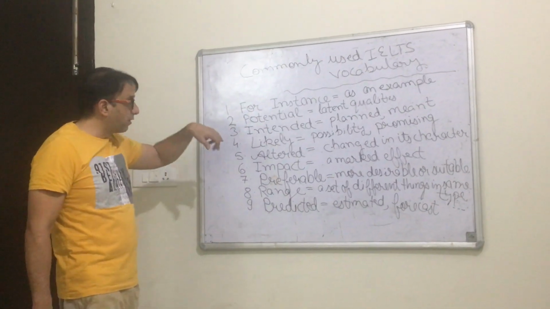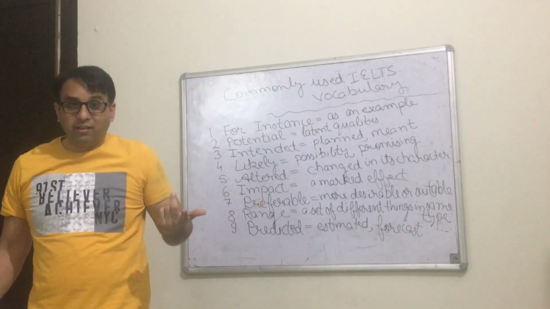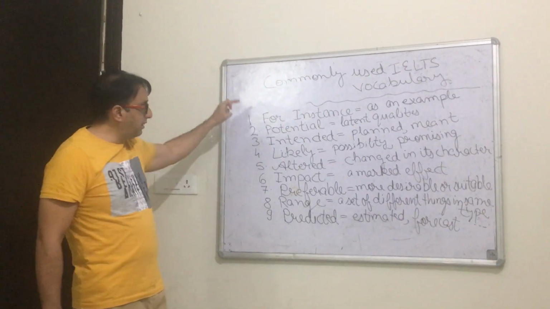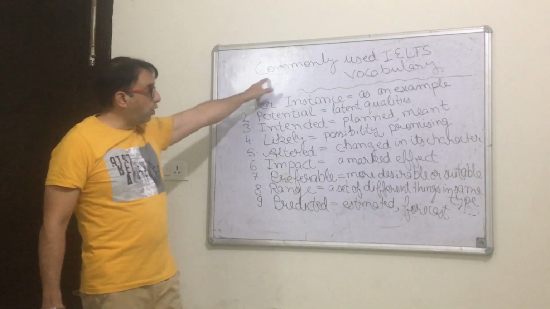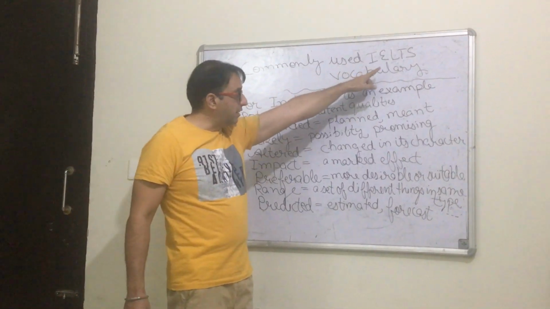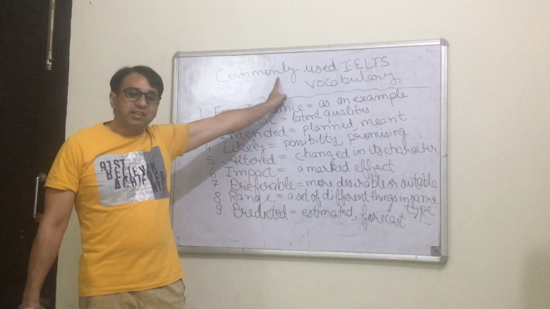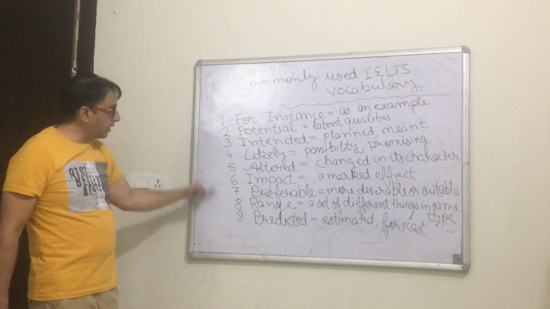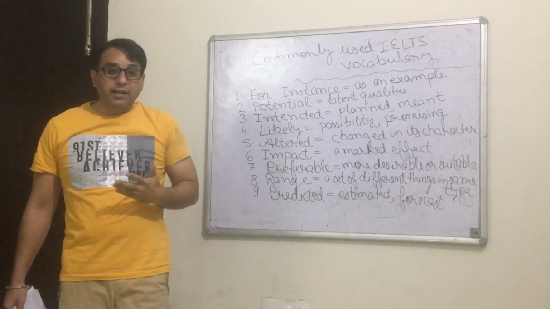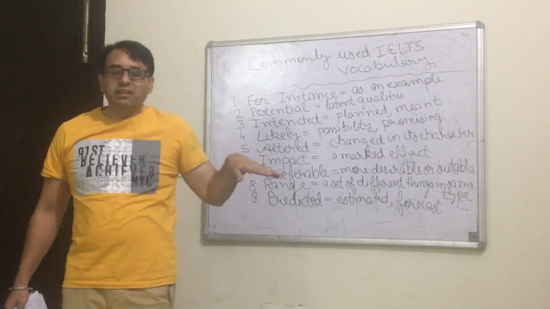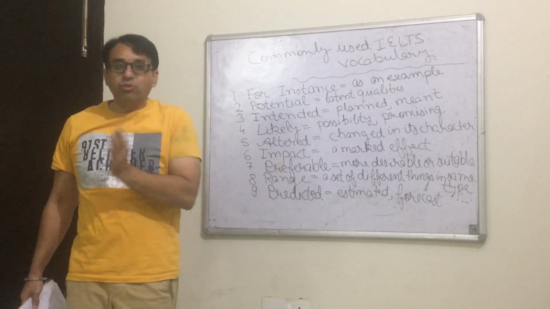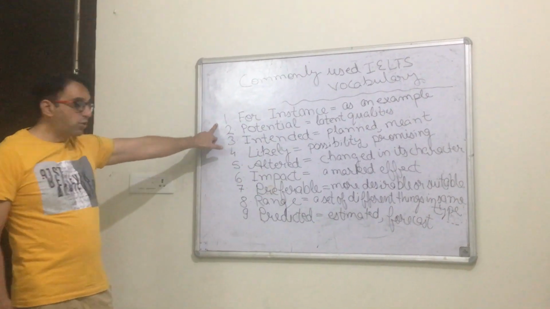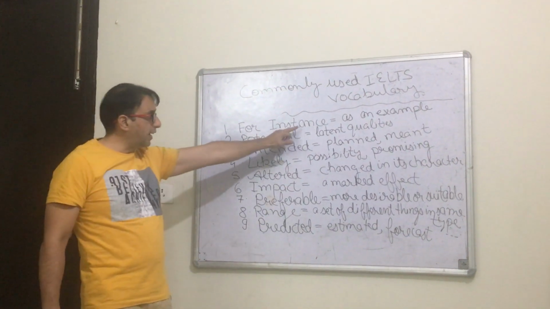So for instance, I used for instance. This is actually our first IELTS word. So these are the set of commonly used IELTS reading vocabulary. Basically, I've concentrated on reading, okay? These are the 9 words which you would find constantly used. Consistently they are used in one reading passage or the other. Okay, we'll start. No beating about the bush. We'll start straight away. First one is for instance.